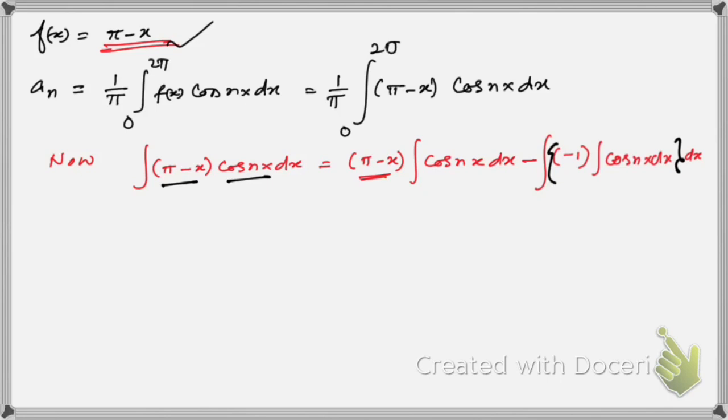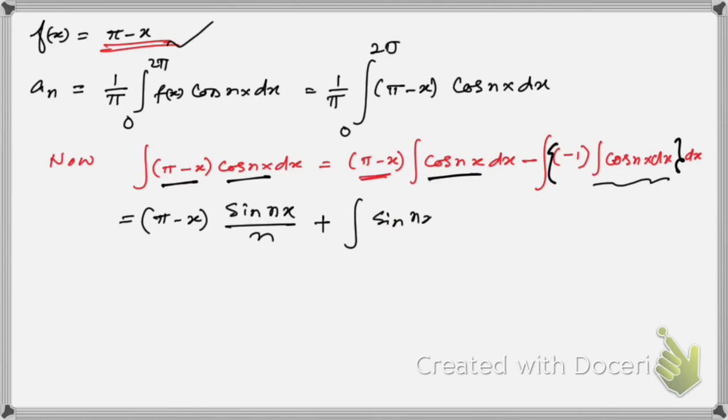Now, what are you going to get? Integration of this cos nx, that's going to be pi minus x. Integration of cos nx will be sin nx divided by n, then minus. Because of this, minus will be plus, right? Then plus, integration of cos nx again is sin nx by n dx, right? That's what we will get.